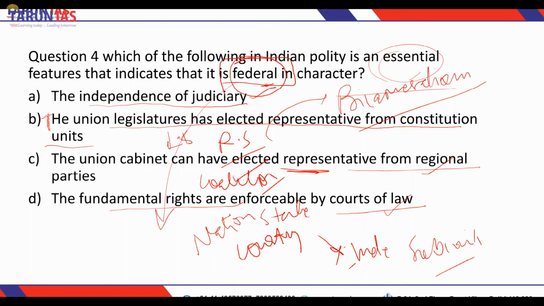So which one will be the most appropriate or most close to the essential feature? This will be the answer A, that is independence of judiciary. Because this feature we can observe even in a country which has a more centralized system, like Canada. Still they have representation from their provinces. All right. So according to me, independence of judiciary will be the essential federal character.